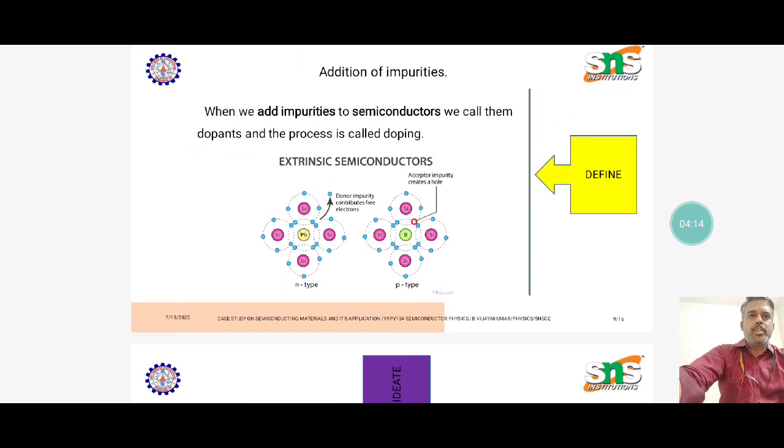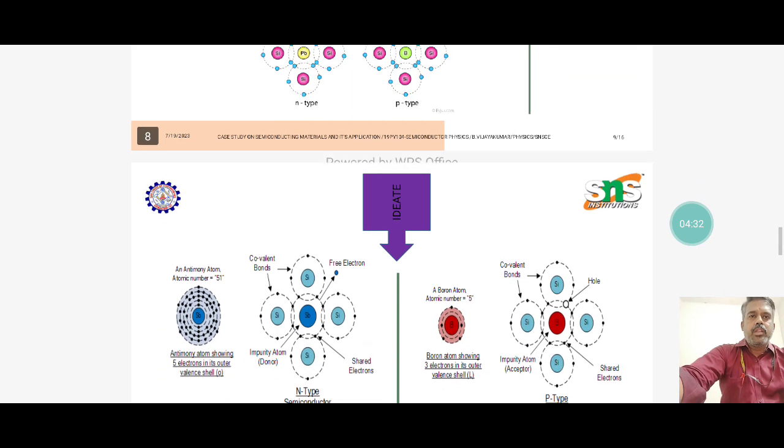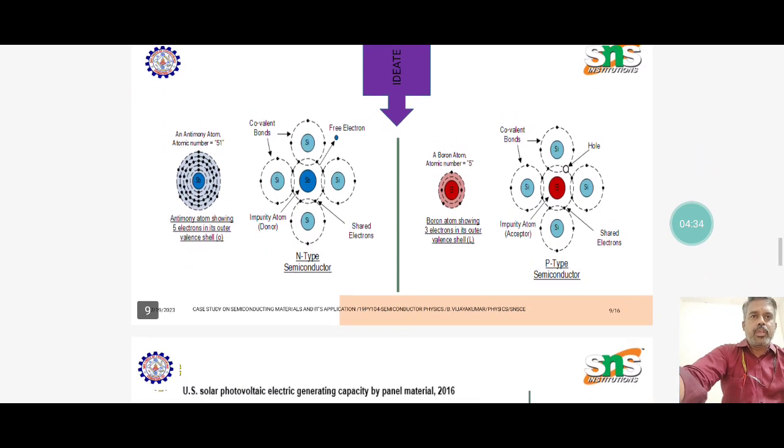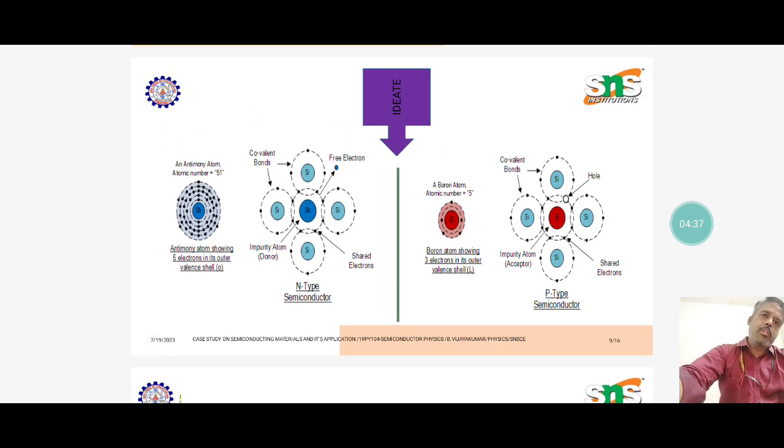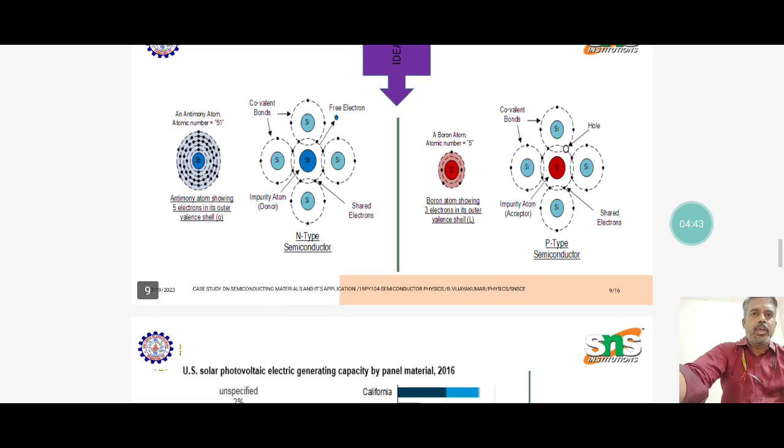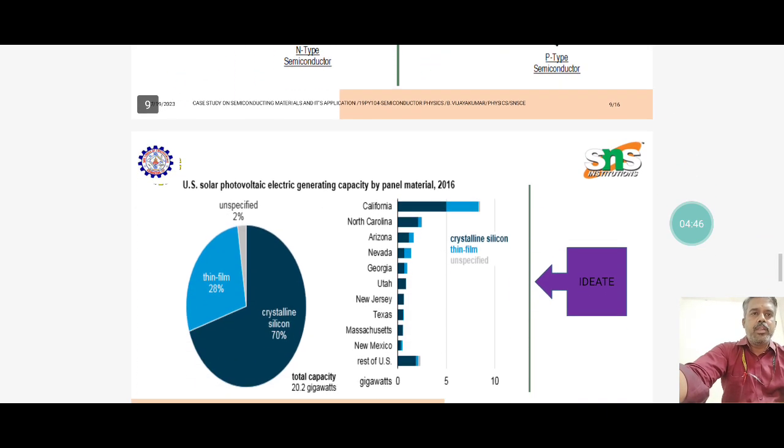Then the second one, addition of impurities, falls under the define step in DT. When we add impurity to a semiconductor, we call it a dopant and the process is called doping. The extrinsic semiconductor is formed by this. It has other types in extrinsic semiconductors, that means n type and p type, that is pentavalent and trivalent.